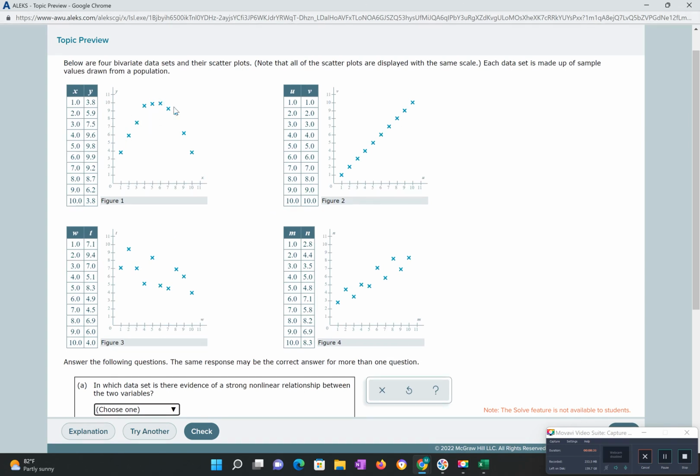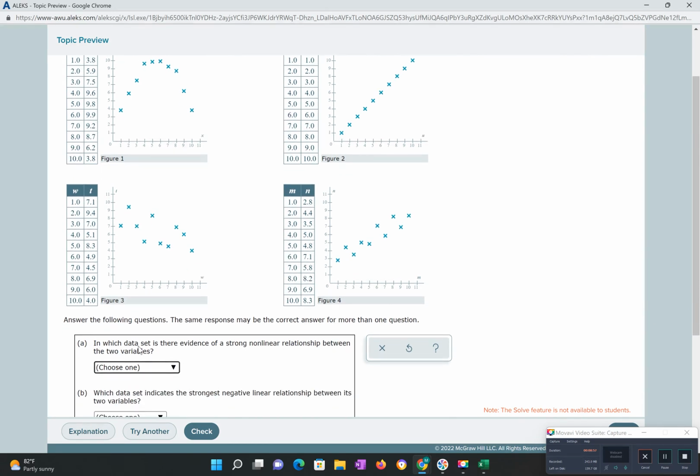This is a nonlinear. Do you notice it's a parabola, basically? This looks a pretty strong nonlinear. On this side, the UV, this is definitely positive. Perfect positive. This is always positive and positive. Positive, not perfect, excuse me. This is negative, not perfect.